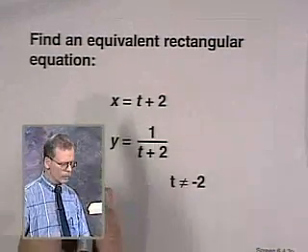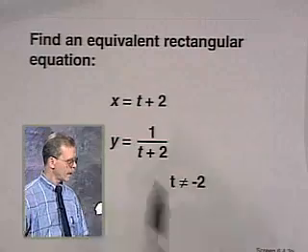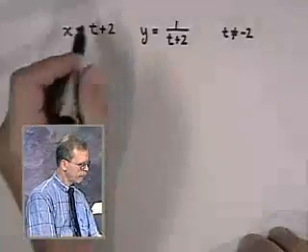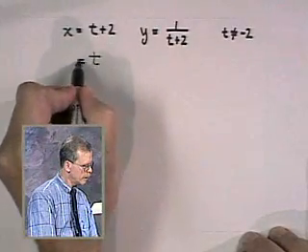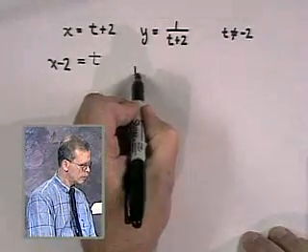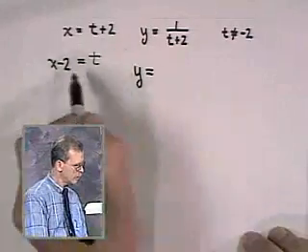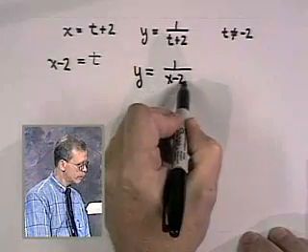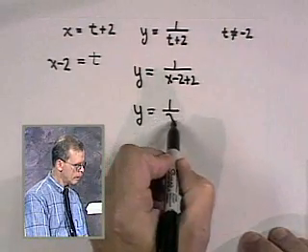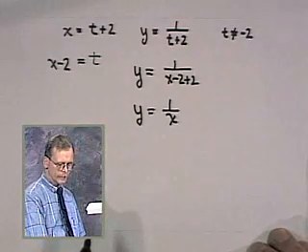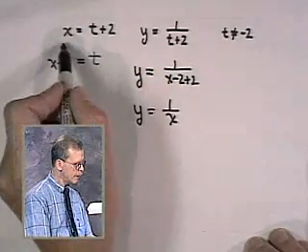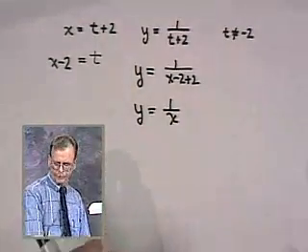The first thing we want to do is take x equals t plus 2 and solve it for t. Just as before, we get t equals x minus 2. Now we'll make that substitution into the y parametric, 1 over (x minus 2 plus 2), which is y equals 1 over x. Is that what you got? I hope so. Let's see what happens when we try to graph these parametrics in our calculator.